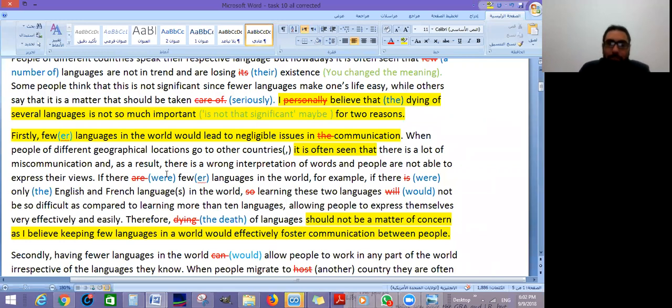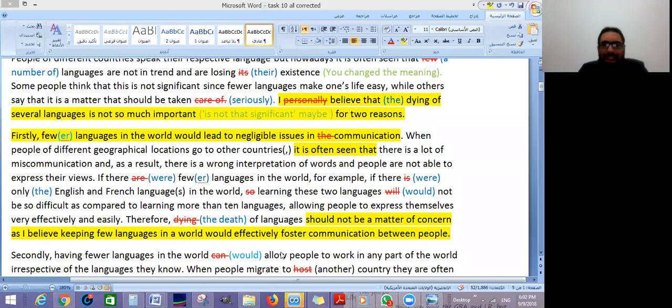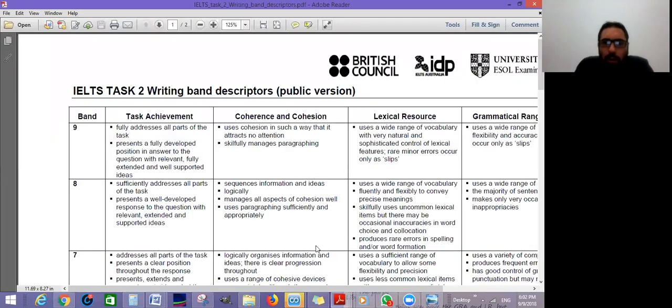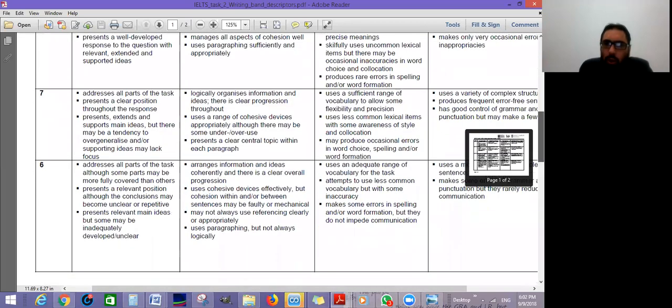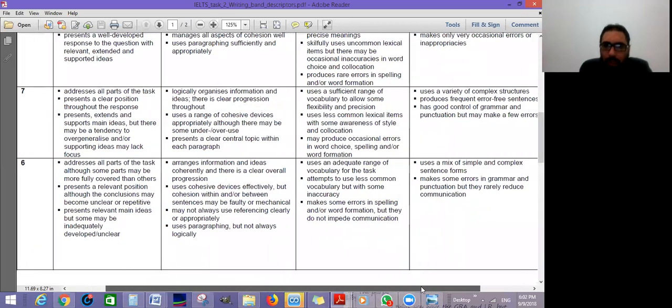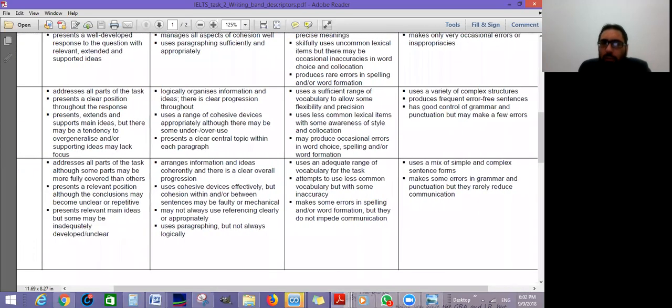So that is something. Also, in addition to that, I saw this sentence here. It was just so long. Now, when we're aiming for that band 7, we really want to get that accuracy there. So here it says, uses a variety of complex structures, produces frequent error-free sentences.